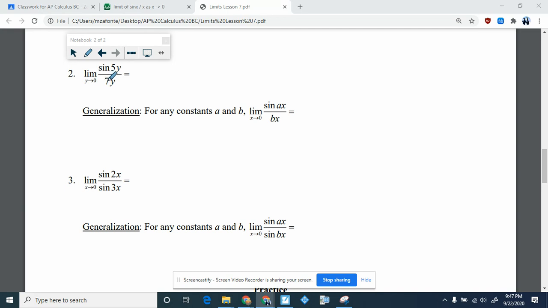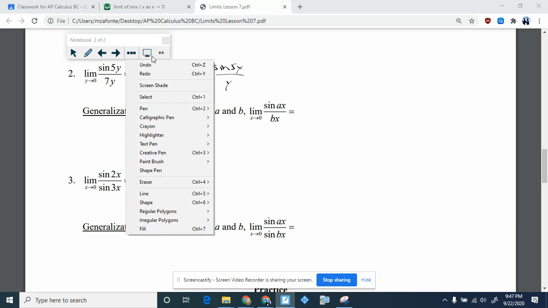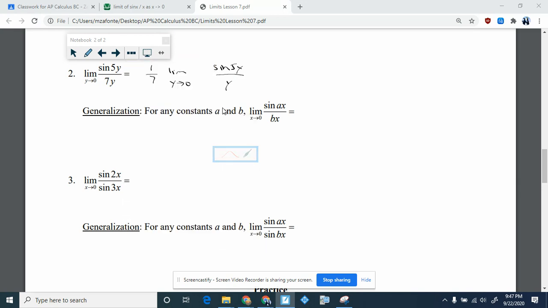So first thing I do is I get rid of this 7. This is not really 7, it's like 1/7 times all of this. So I can pull out this 1/7 like that. Limit as y goes to 0 of sine of 5y over y. But again, this needs to be a 5 here. So just like before, I can do the same exact trick, just divide by 5 but then undo it right away, so you're multiplying that fraction by 1.